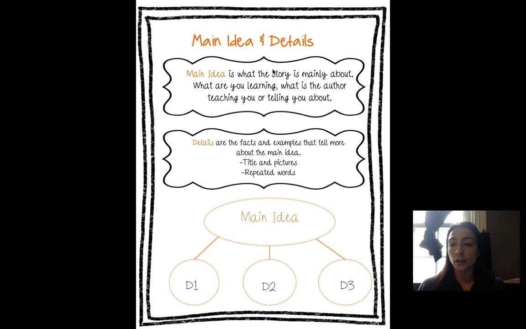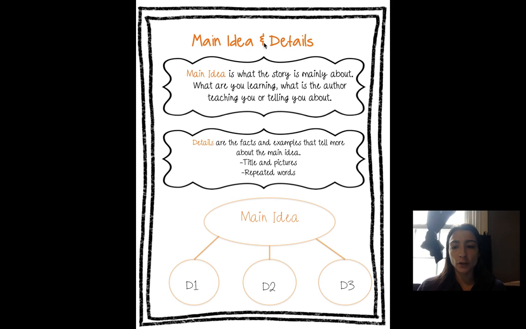So when we read the story Do Unto Otters as an example, our author's purpose was to persuade us maybe to be nice. So our main idea could be to be nice to others. Then you want to think about what in the story made you think that was the main idea.